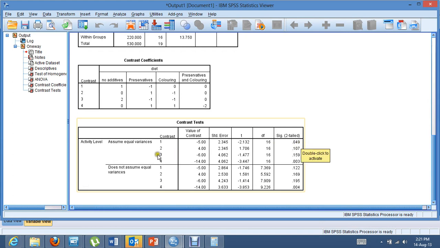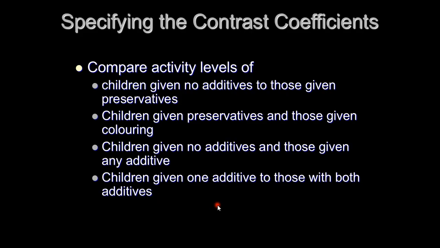The second one, which compared preservatives to colouring, did not differ significantly. The third one, which compared no additives to any additive, did not differ significantly. So the only contrast that differed significantly at a p-value of 0.0125 was comparing 1 additive to 2 additives. So that's what you would write in your report. Okay, so that's planned comparisons.